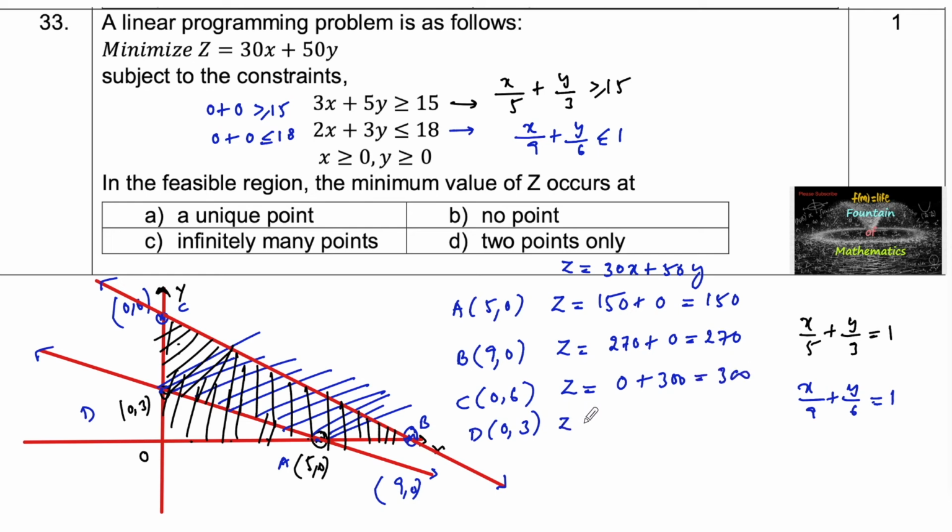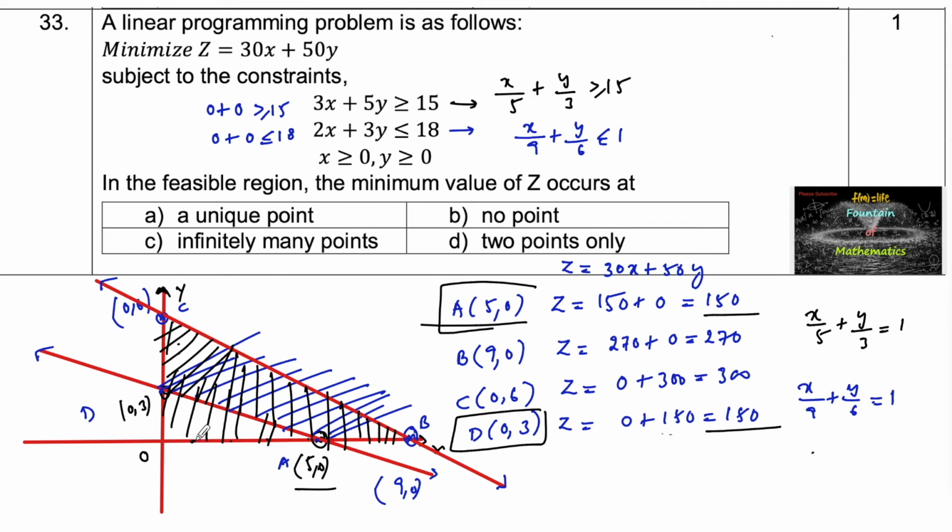And for the fourth point, (0, 3), we get 30 into 0, 0, plus 50 into 3, 150. So among these 4 points, we can observe that 150 is the least, which is obtained at A (5, 0) and also at D (0, 3). A (5, 0) and (0, 3), and also we can see that by taking any point.